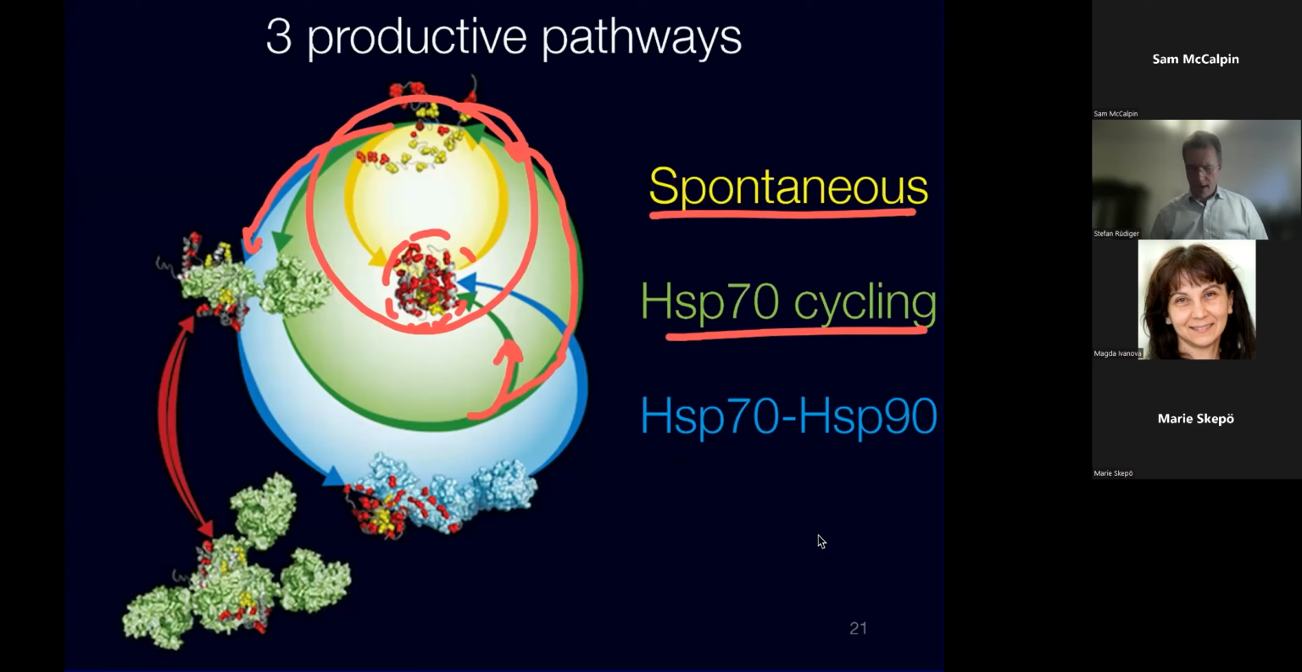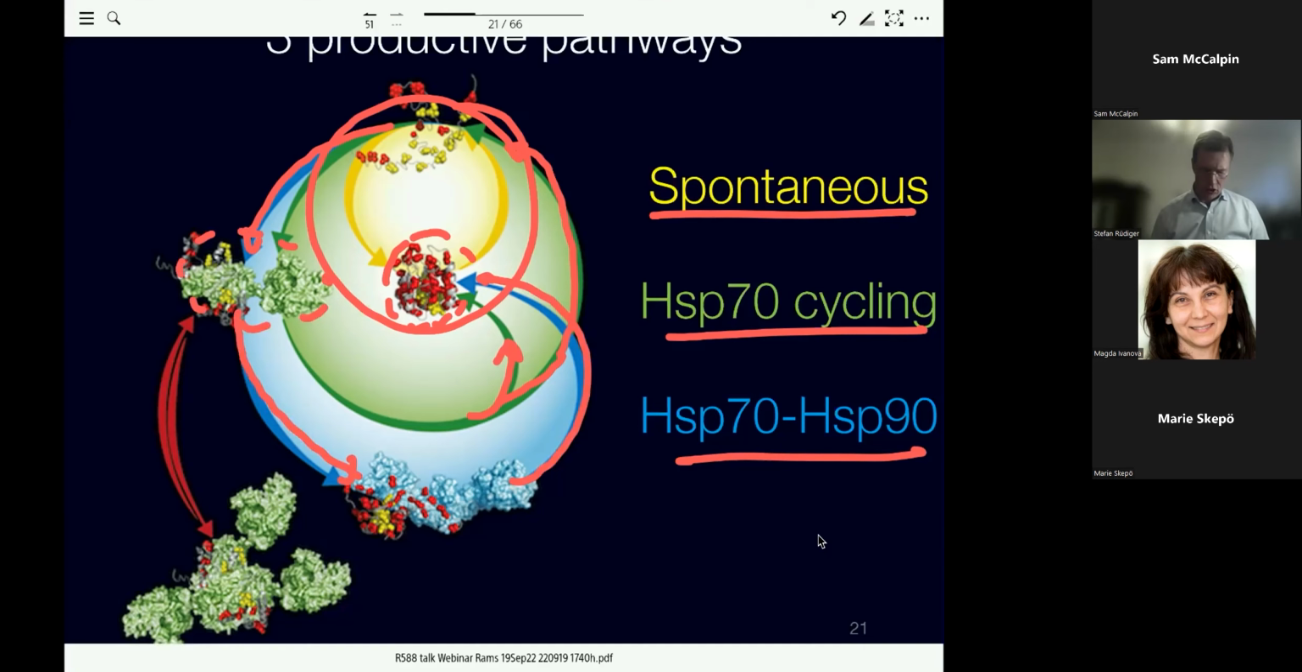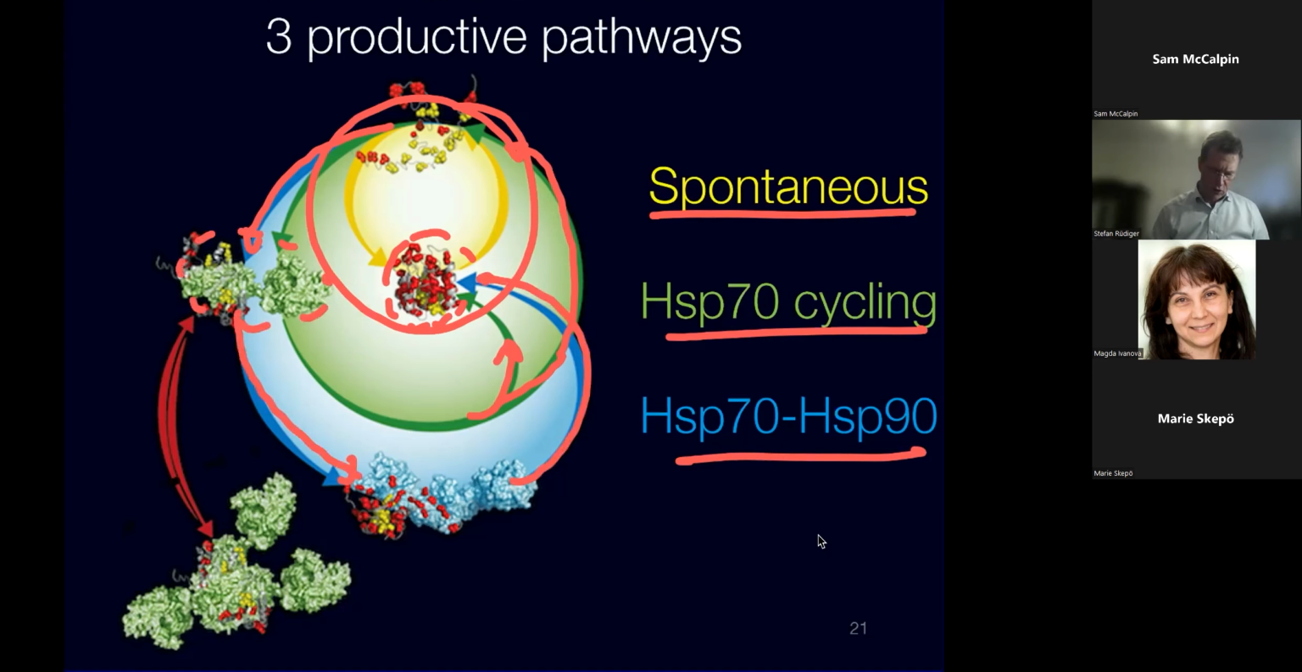Or you have the highway, and the highway works with HSP90. So basically the protein can go from the HSP70 to HSP90, and from there directly go to the native state, basically without the cycling. And by that, you actually cut the dead end pathway where a lot of HSP70 would bind to the substrate and prevent the folding of the protein.